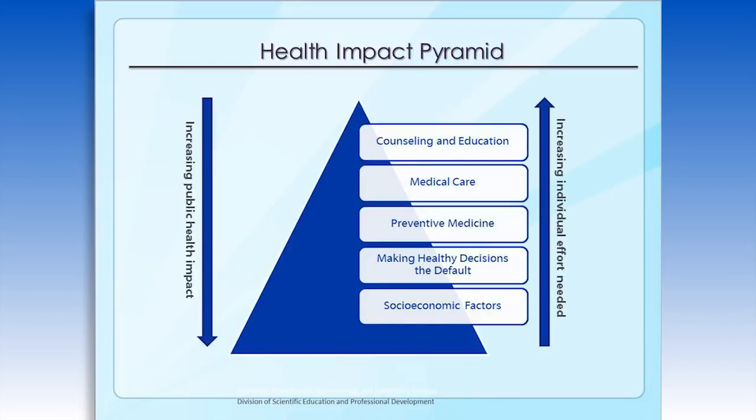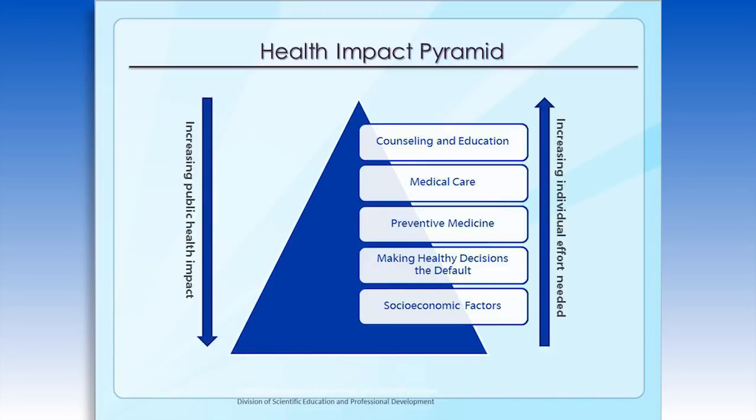So let's start at the top. When we start at the top and go down, we can provide counseling and education. We can provide ongoing direct clinical care. Next, we can provide clinical interventions that require a more limited contact but confer long-term protection. That's kind of what preventive medicine does. We can change the context to make individuals' default decisions the easy decisions, but the ones that are the healthiest. And at the bottom of the pyramid, that addresses the socioeconomic determinants of health.